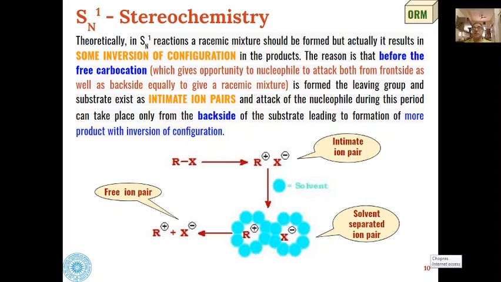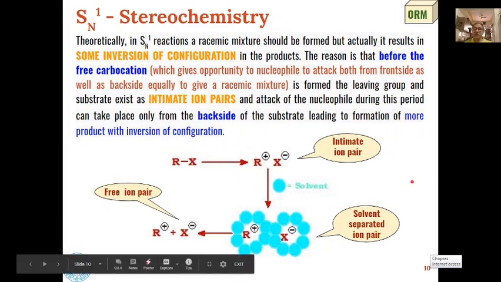So in the case of SN1 type of reactions, there will be more formation of the enantiomer with inversion of configuration, and therefore there will be some inversion of configuration in the products formed by SN1 reactions. So because of the back side attack of the substrate leading to the formation of more product with inversion of configuration. So we will take one example.